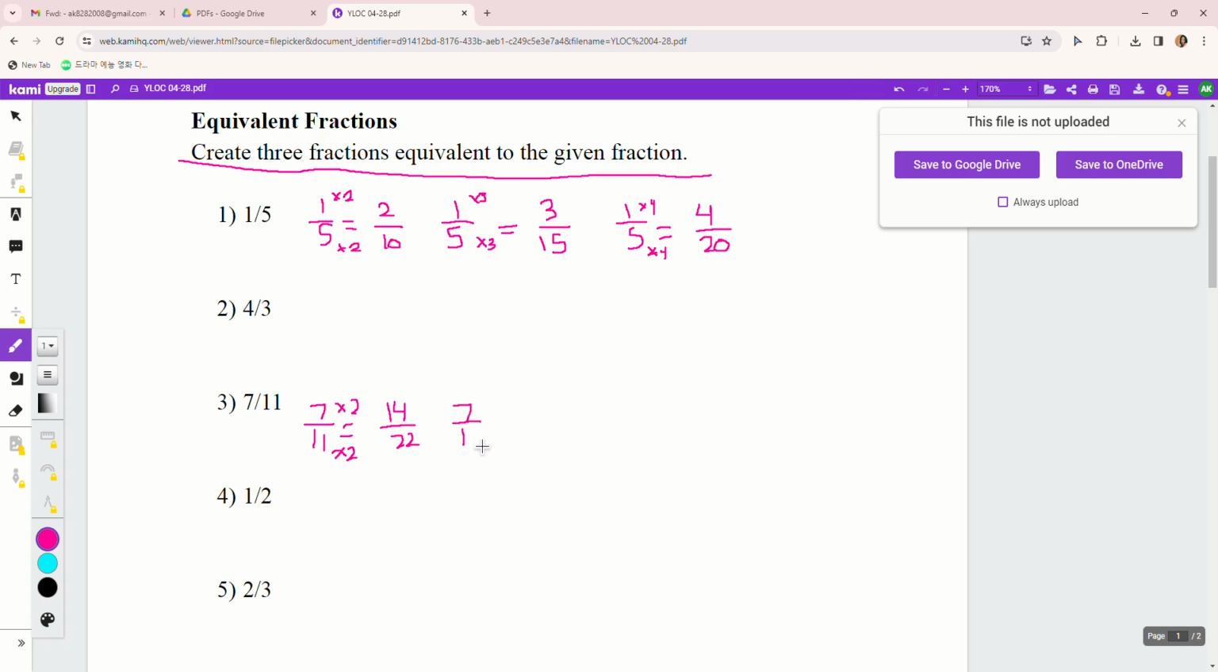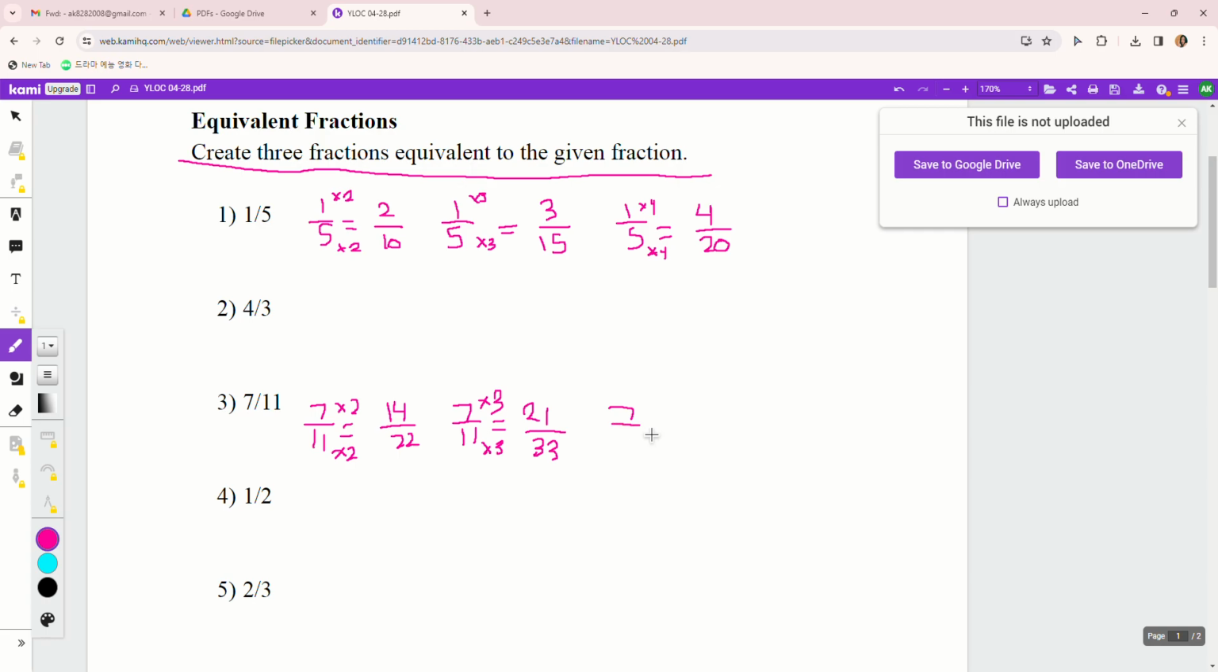And if you do it again, but this time by times 3, so 7 times 3 is 21, and 11 times 3 is 33. So it's also equivalent to 21/33.